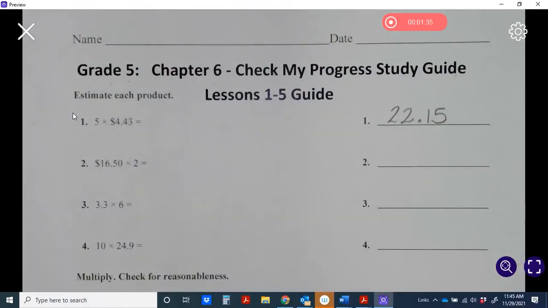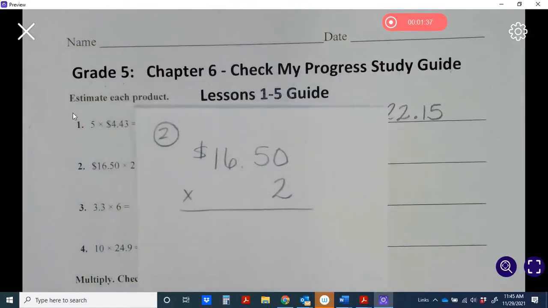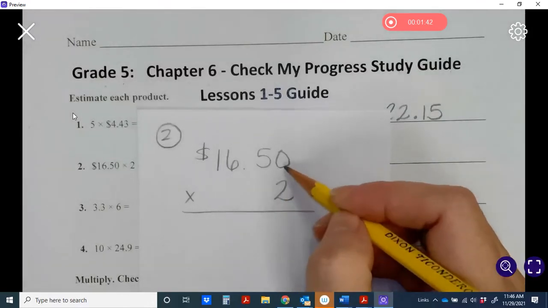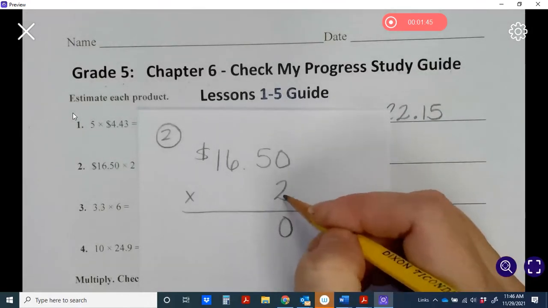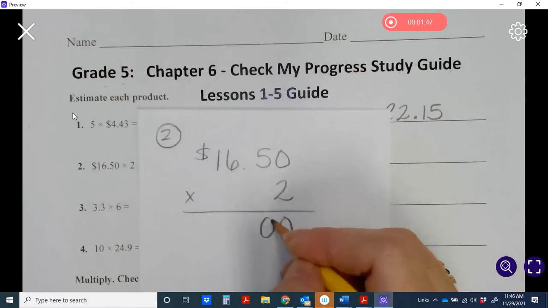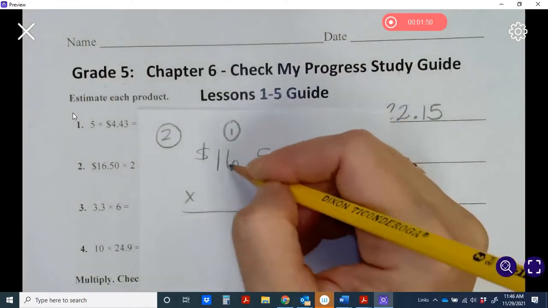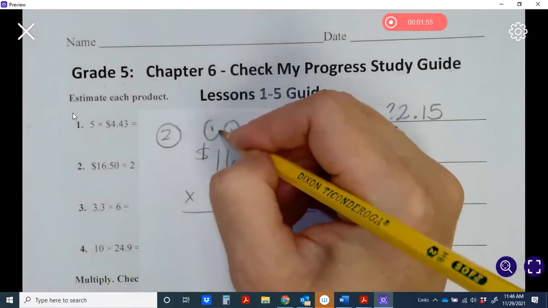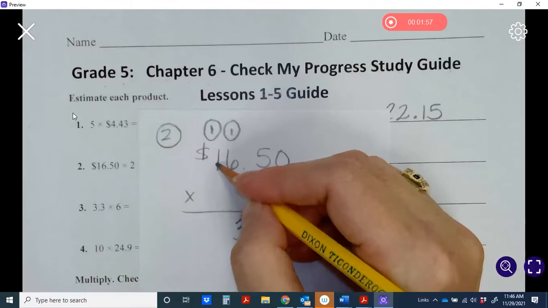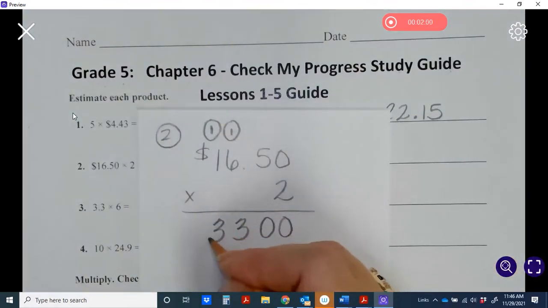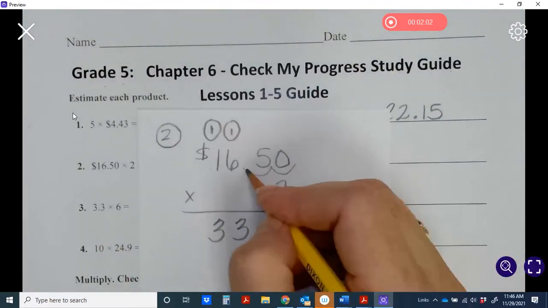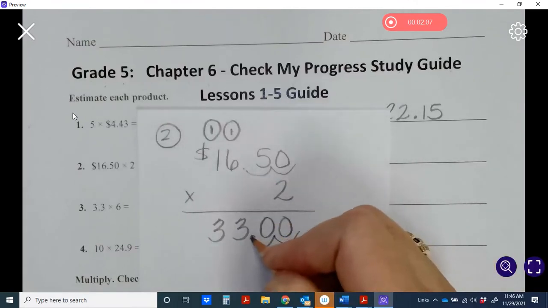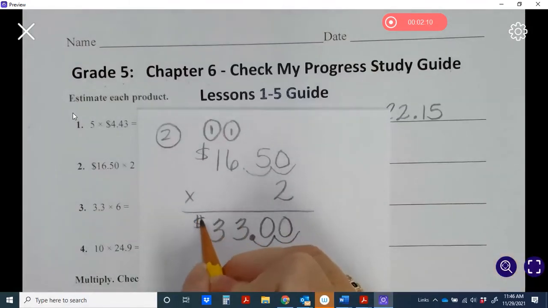Question number 2. $16.50 times 2. 2 times 0 is 0. 2 times 5 is 10, carry the 1. 2 times 6 is 12, plus 1 is 13, carry the 1. 2 times 1 is 2, plus 1 is 3. There are 2 decimals in my top number, no decimals in my bottom number, for a total of 2 in my answer. So my answer is $33.